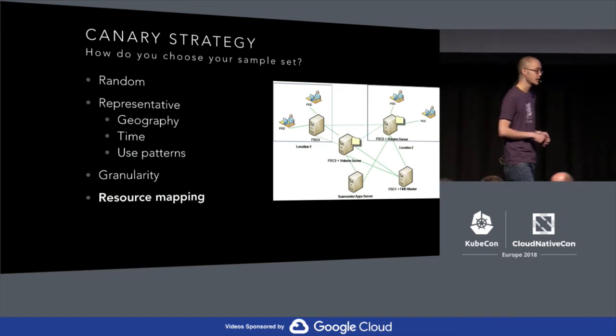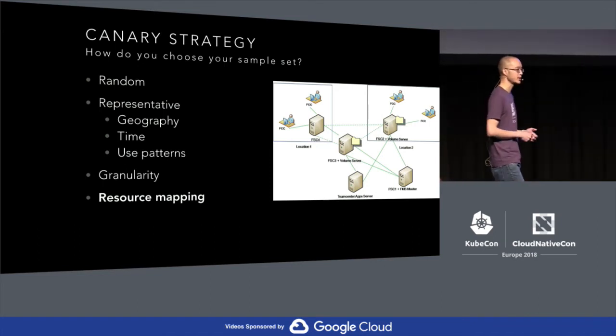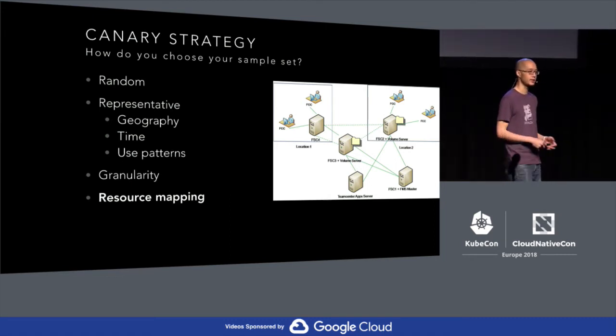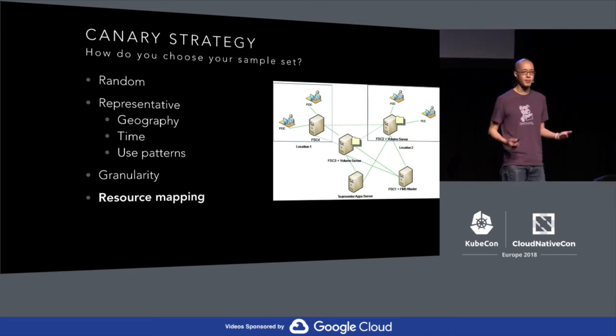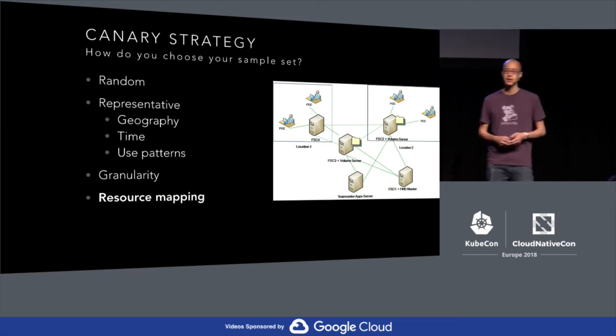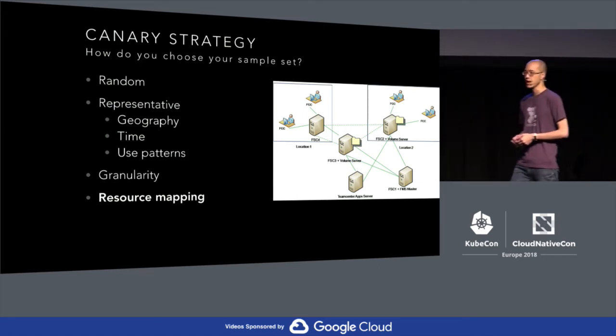And then the final one is resource mapping. I think this is really particularly interesting because if you're canarying a particular service, think about how that maps to your backend resources. What servers does that impact? What data stores does that impact?